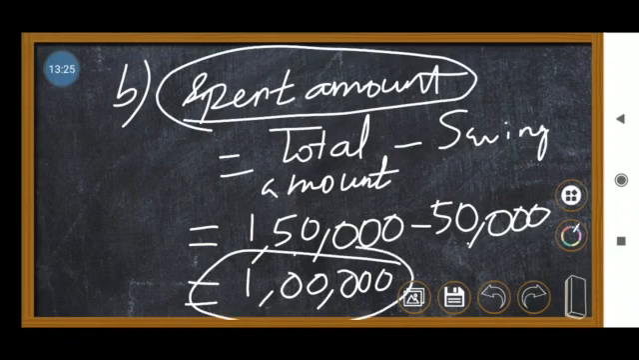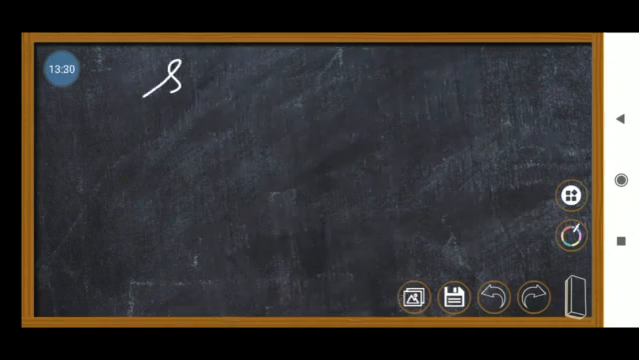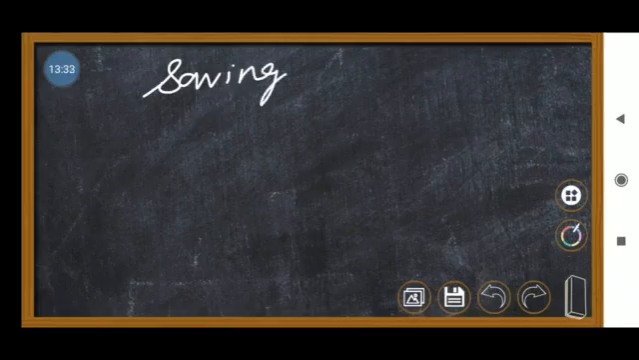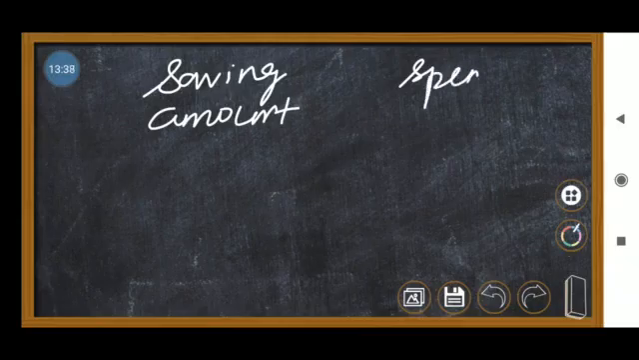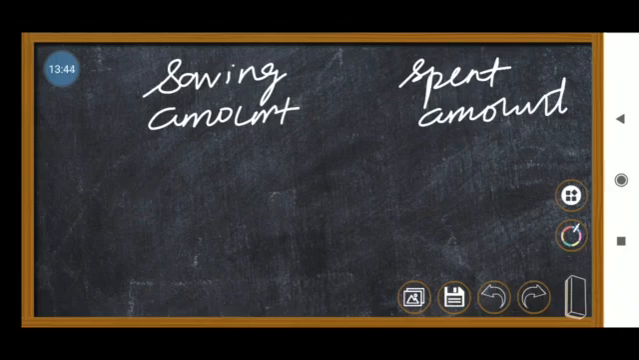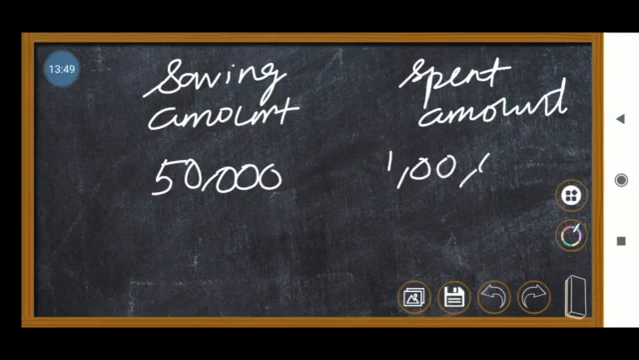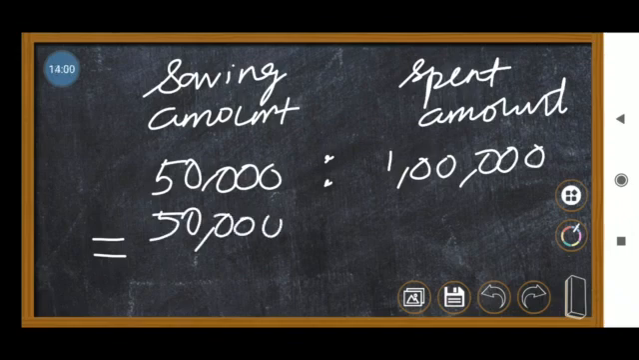Okay, what is the question they asked? The money she saves to the money she spent. How much amount did she save? We have to write the saving amount, and to the spend amount, how much she spent. So the saving amount, how much? 50,000. So 50,000 is to 1 lakh. Means we can write 50,000 divided by 1 lakh.